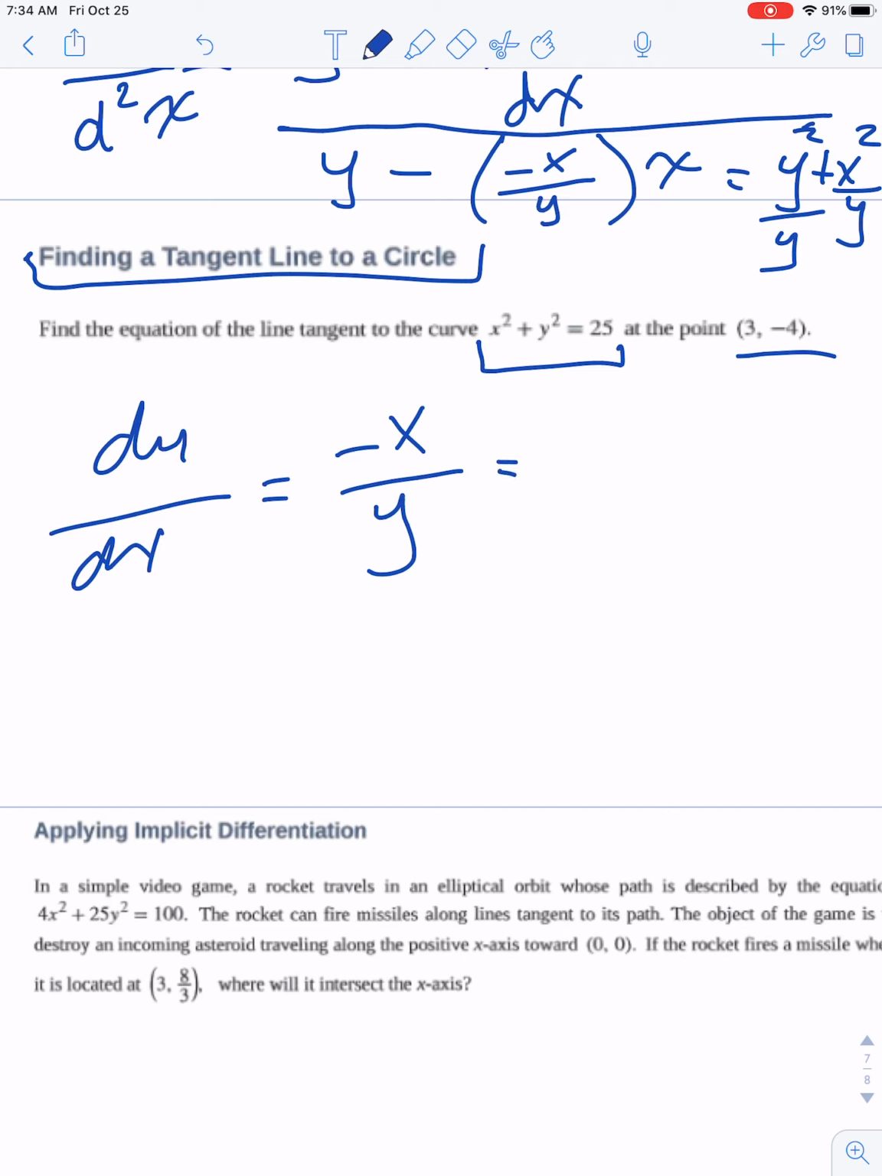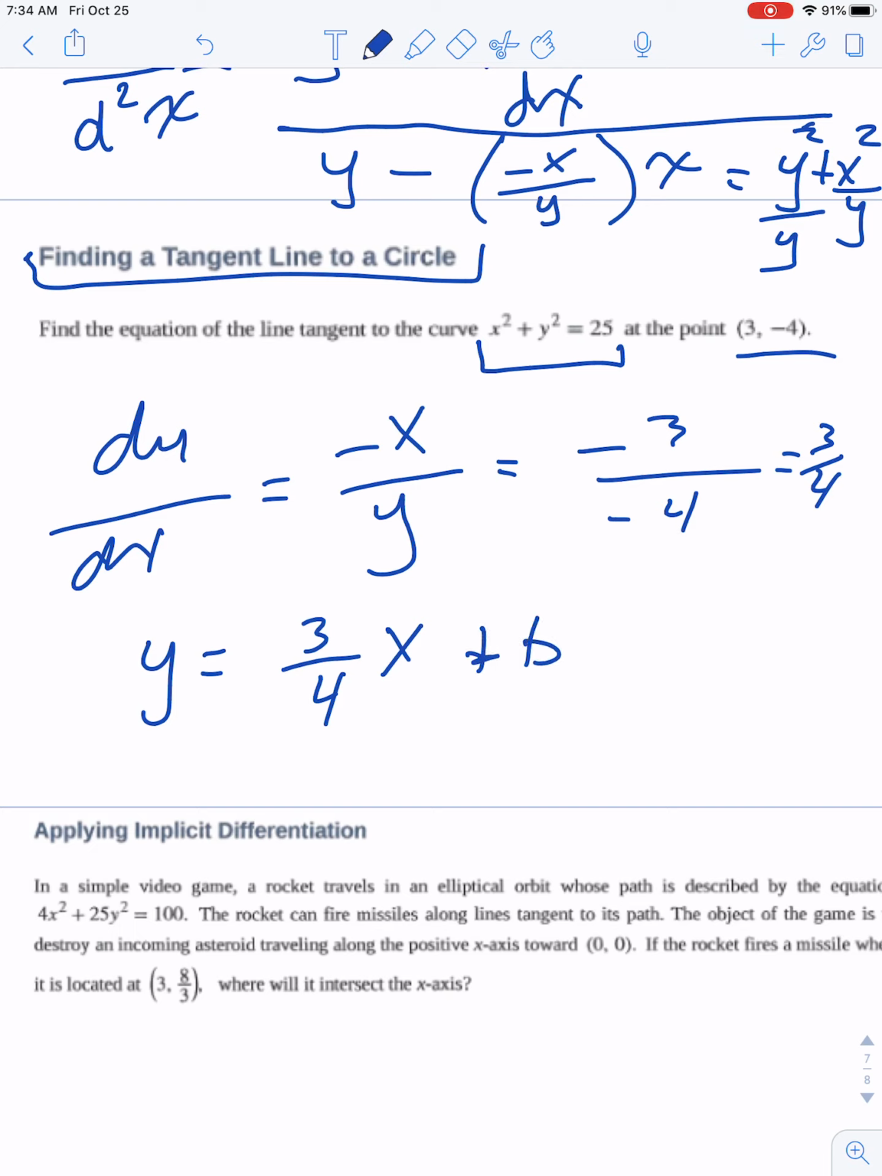So we can use our ordered pair, because we're interested at that point, 3, negative 4. We're going to plug in 3 for x, negative 3, and negative 4 for y. So that gives us 3/4. So we know that our equation of a tangent line is going to have a slope of 3/4. We now just need to figure out our y-intercept. And again, we have a point that the graph passes through, so we're going to just plug those points in.